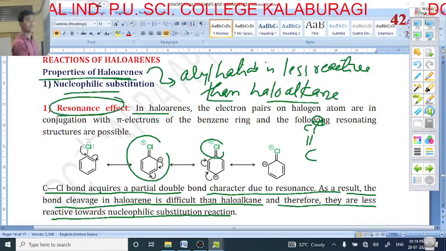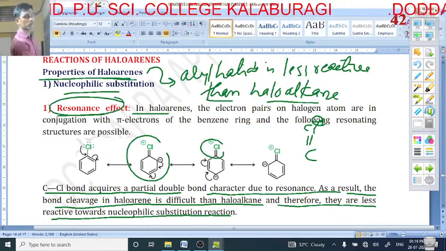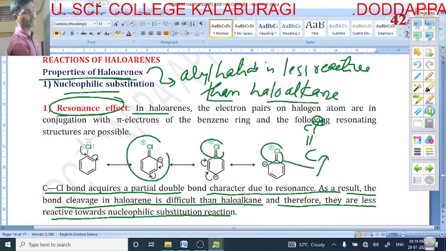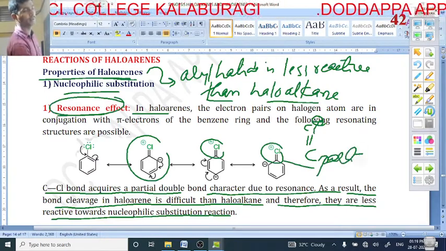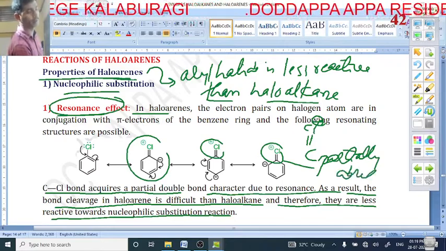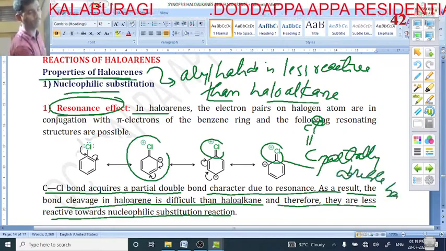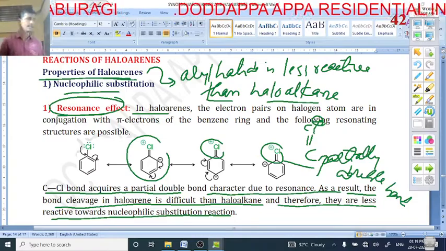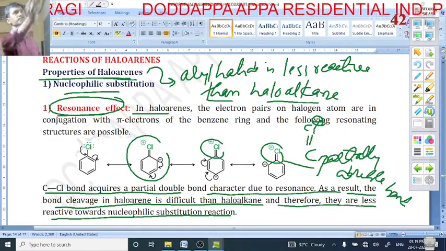Aryl halides are less reactive than haloalkanes because of the resonance effect. In this resonance effect, it forms a partial double bond.